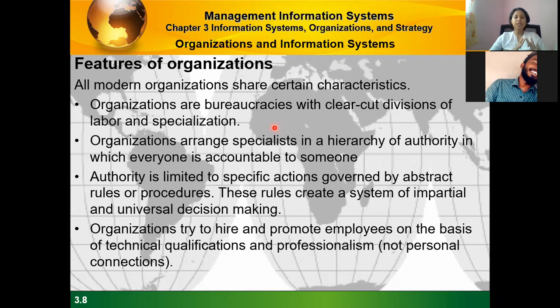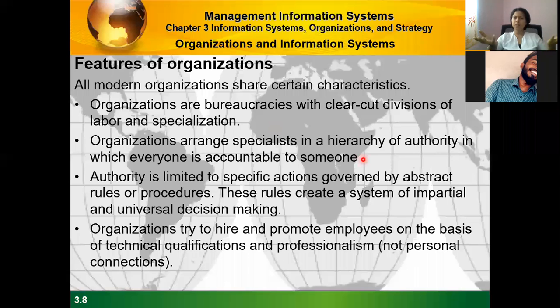When specialization happens, as a result, you can achieve what? Efficiency, right? So I think you have also learned about this in your economics modules in addition to management course modules as well. So here we are focusing on that particular feature. Then the next point, what it says is, now organizations are arranged in a hierarchical format.